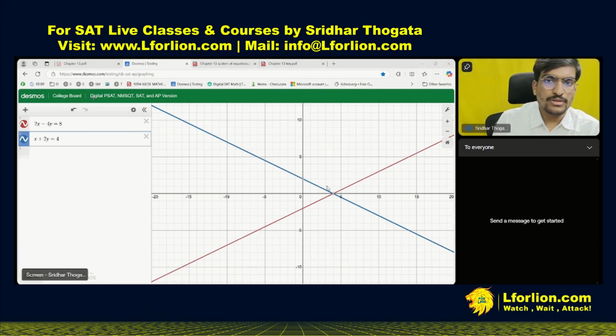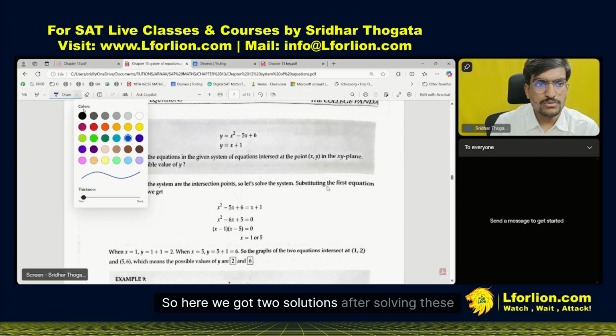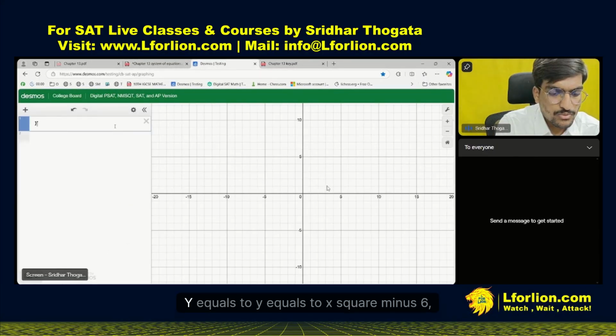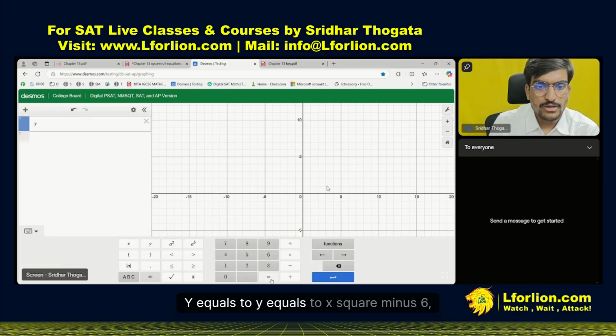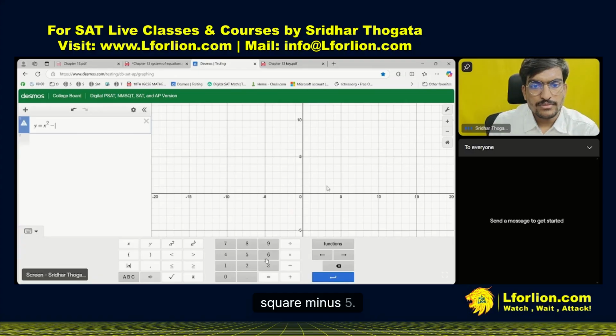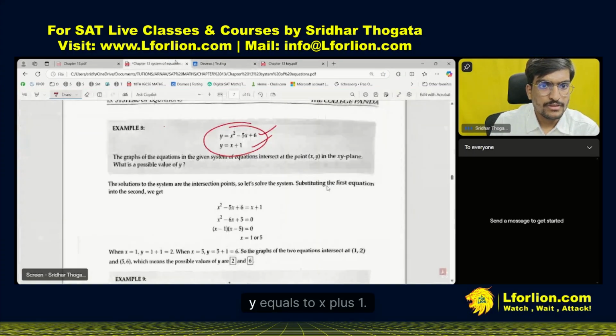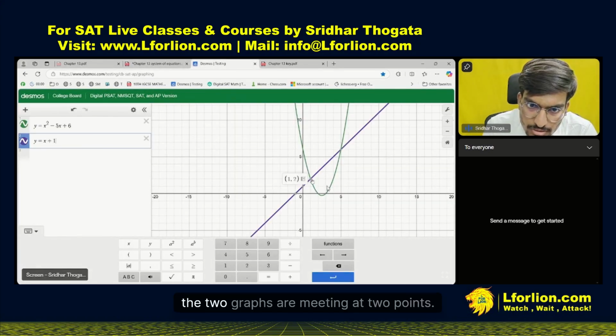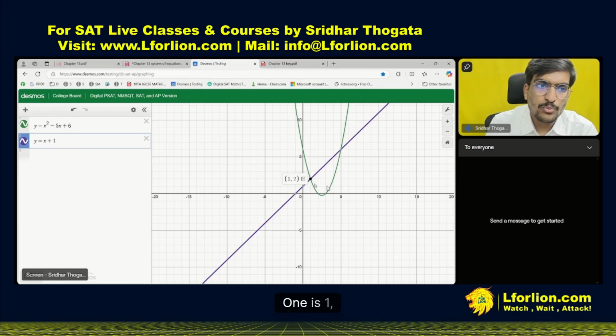Hold on for a second. Here we got two solutions after solving these two equations. Let's keep these values in Desmos and see what happens. The first one is y equals x square minus 5x plus 6. Y equals x plus 1. You can see clearly the two graphs are meeting at 2 points. One is 1 comma 2 and the other one is 5 comma 6.